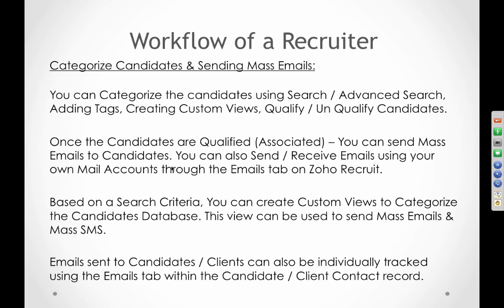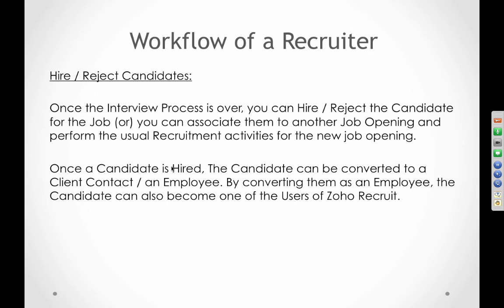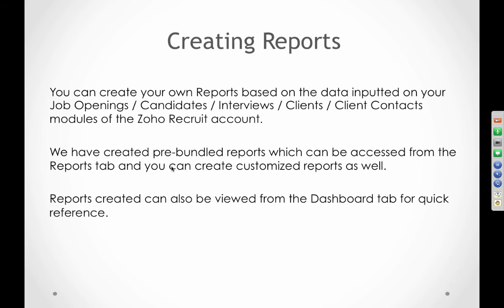So we've discussed how to categorize candidates, send them mass emailers, forwarding candidates' profile for approval, scheduling interviews, and finally choosing hire or reject candidates, creating reports. Based on the data we have added for the jobs, candidates, interviews, contacts, and so on, the data is then pushed into the reports module where the reports can be created. We've given a lot of pre-bundled reports which can be accessed from the reports tab of your account. You can also create your own custom reports in a way you require it. Reports created under the reports tab can also be saved and accessed from the dashboard tab as well.